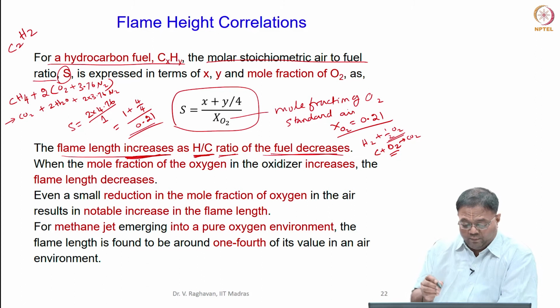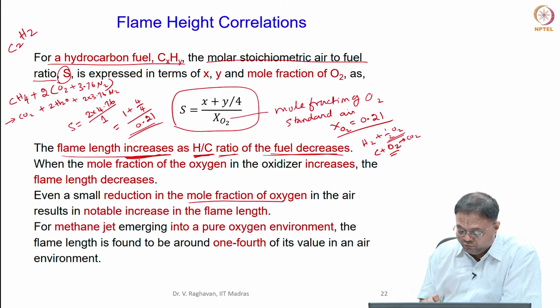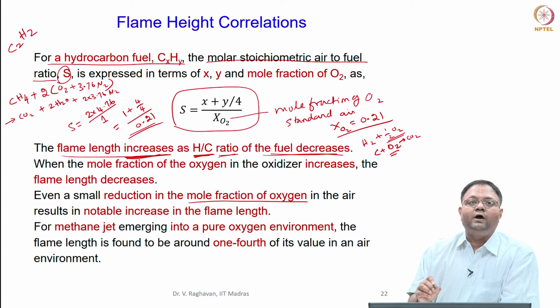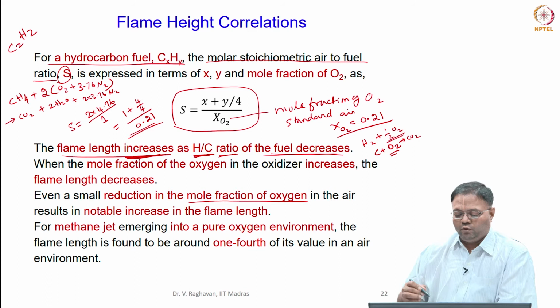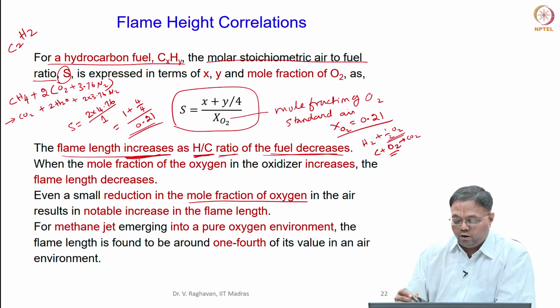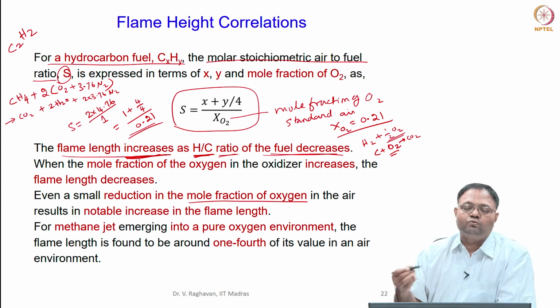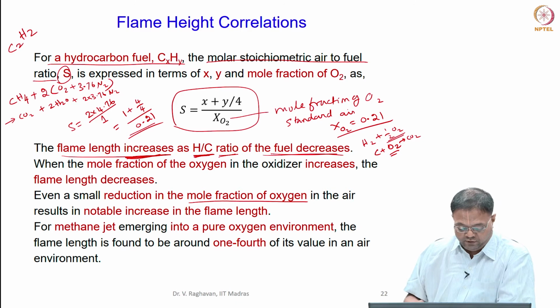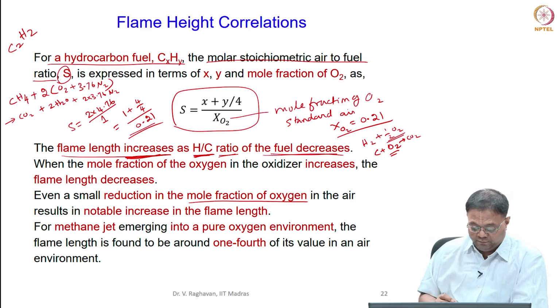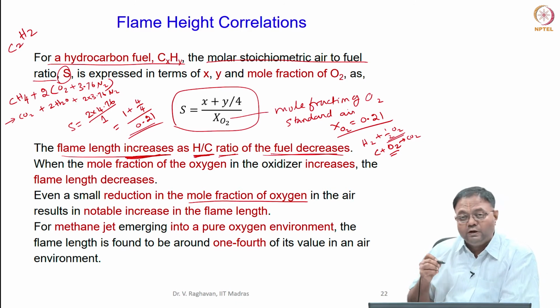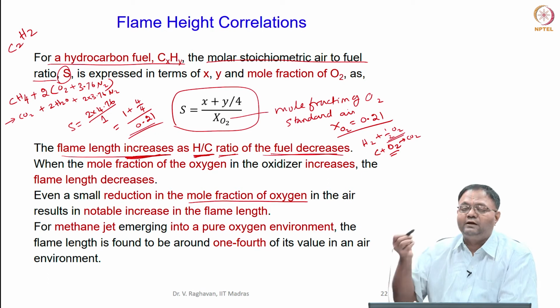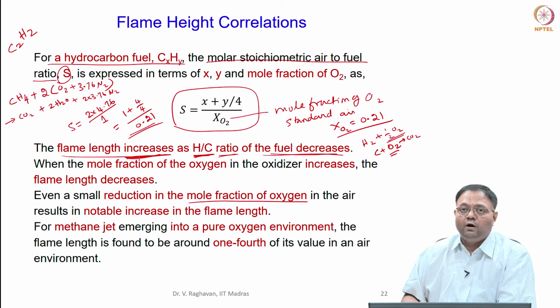Okay, now coming to the mole fraction of oxygen. I need not always use standard air. I can enrich the air with some more oxygen. For example, what will happen if you increase the mole fraction of oxygen from 0.21 to say 0.3 or 0.35, something like that? Then you can see that when you increase the mole fraction of oxygen, there is a tremendous decrease in the flame length.